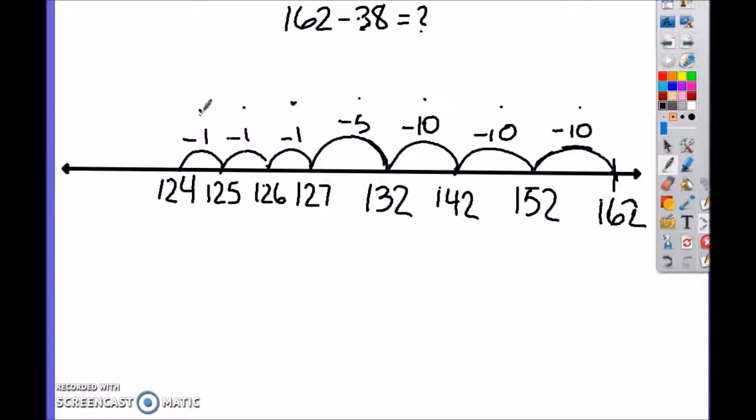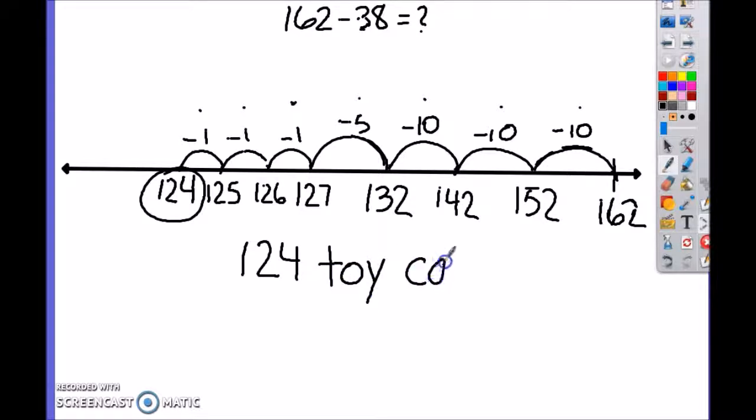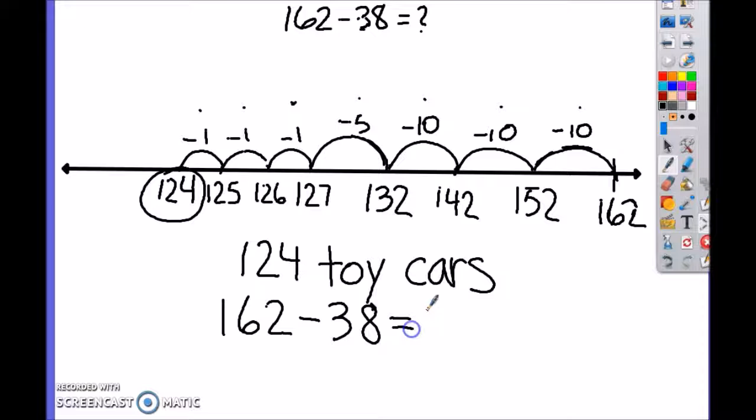Now we know that Michaela has a total of 124 toy cars. So we're going to go ahead and circle that important number that we finally landed on. So we know that she has 124 toy cars. We can go ahead and go back and write the original problem down below. 162 minus 38 equals 124, which is our final answer.